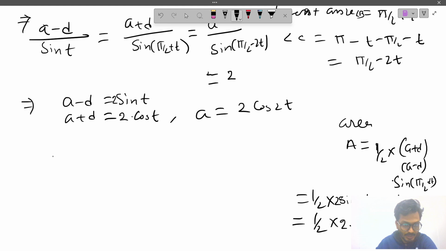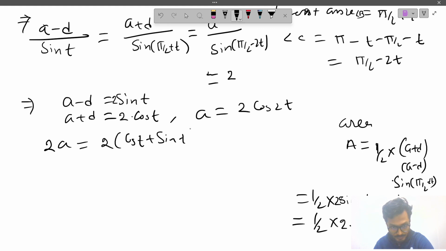So let us find sin 2t. So what will be sin 2t? Now if we add, this will be 2a, equals to, if we add these two, 2 into cos t plus sin t. So this implies that a equals cos t plus sin t, right?